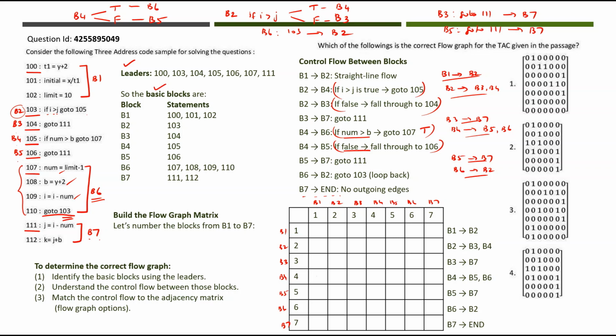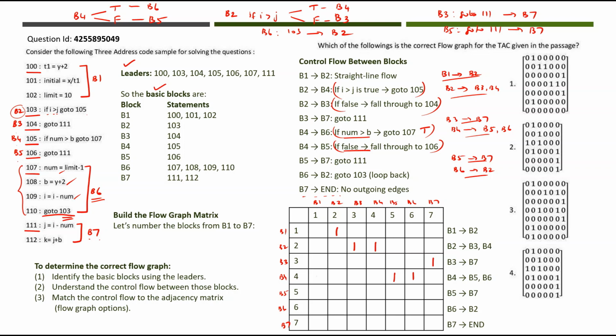From B1 to B2 we have an edge, so we are marking 1. Now B2 is having 2 edges here, to B3 and B4. So from 2, for 3 and 4 we have 1 here. What about B3? It is moving to B7. So we are having 1 in 7th column here. What about B4? B4 is moving to B5 and B6. So we will have 1 in 5 and 6.